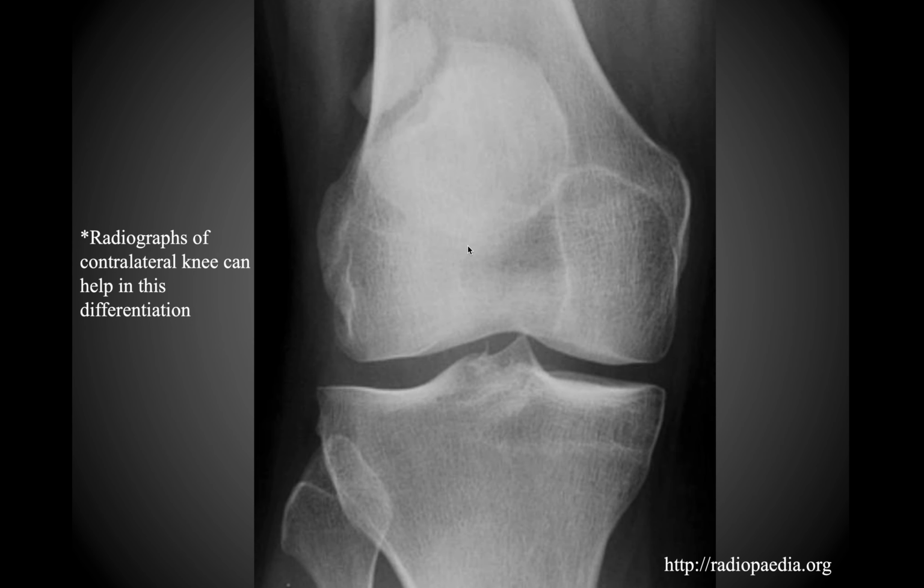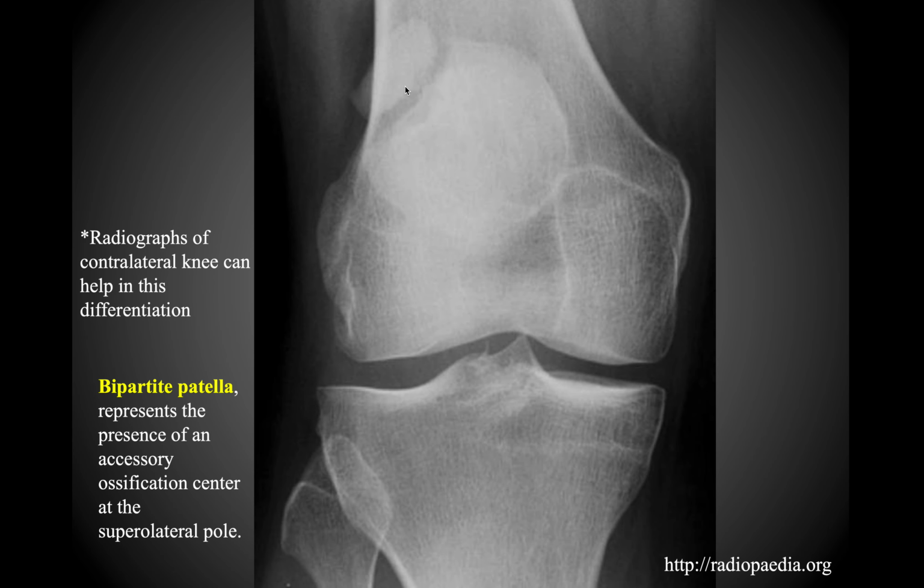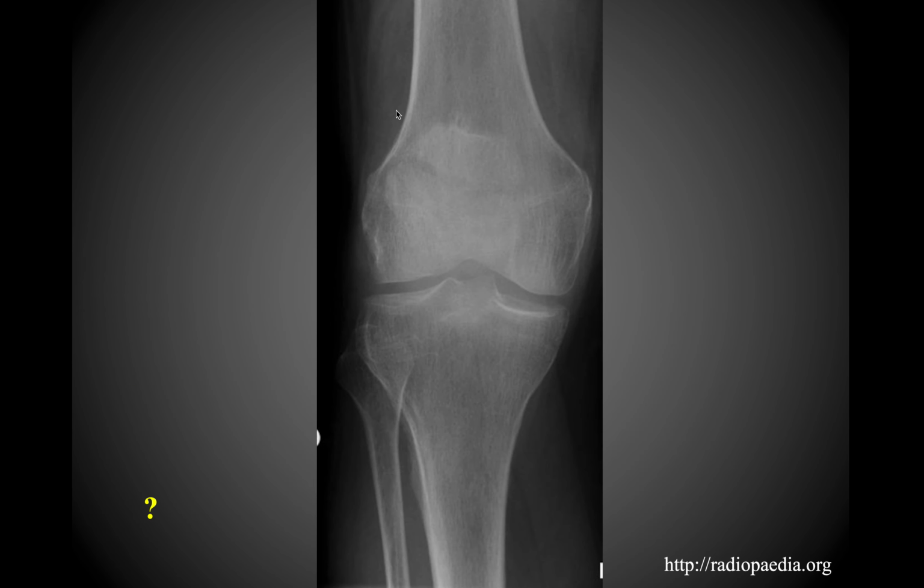Here we have another normal variant, where this patella has what looks like an abnormality to it, and in this case you might want to have a radiograph of the contralateral knee to help with differentiating what this may be. In this case, it's what's known as a bipartite patella, and this represents effectively an accessory ossification center located in the superior lateral pole of the patella. So that's basically another growth plate, or effectively an epiphyseal plate, located there in that superior lateral corner of the patella.